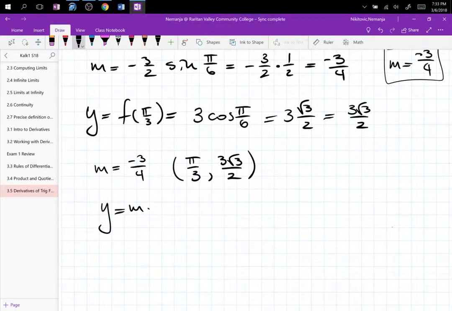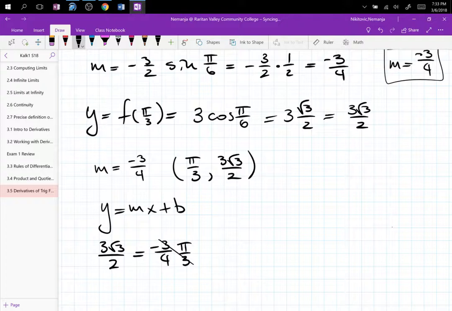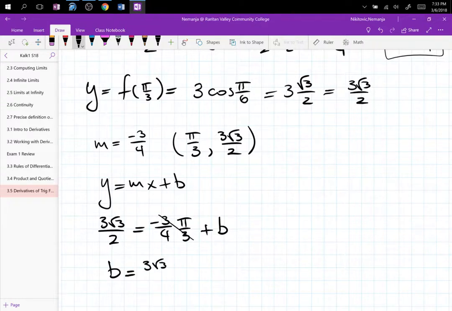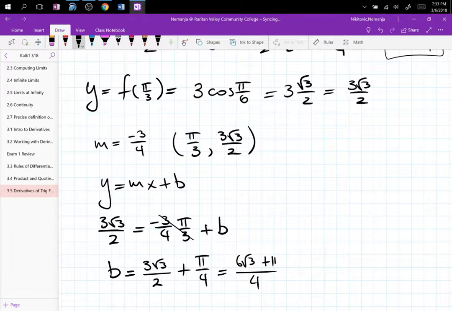y equals mx plus b. y is 3 root 3 over 2. m is negative 3/4. x is pi over 3. Well, at least something cancels. Plus b. So how much is b? b is equal to 3 root 3 over 2 plus pi over 4. My 3 is canceled. And you can do the common denominator here. So everything is over 4. So that's 6 root 3 plus pi.